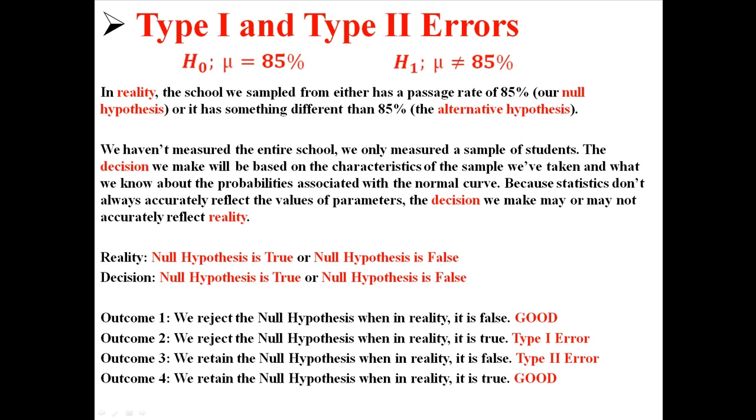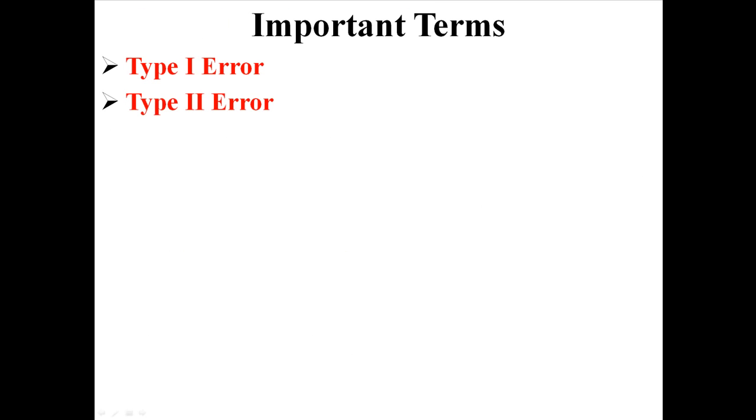So there are two good outcomes, and then there's the type 1 error, which is rejecting when you shouldn't, and the type 2 error, which is not rejecting when you should. Those are the two mistakes. So those are type 1 and type 2 errors, and what it means to make them.